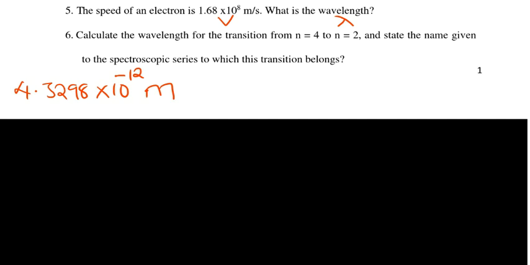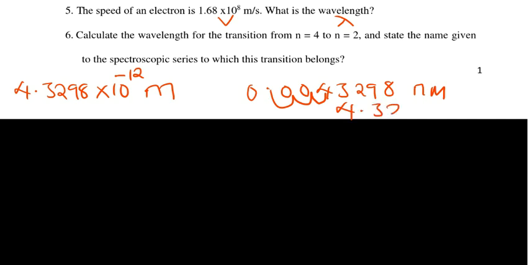So the power 9, that gives me 0.0043298 nanometers. You can decide to move the decimal place 1, 2, 3, so that we have 4.3298 times 10 to the power negative 3 nanometers. So that's a wavelength.